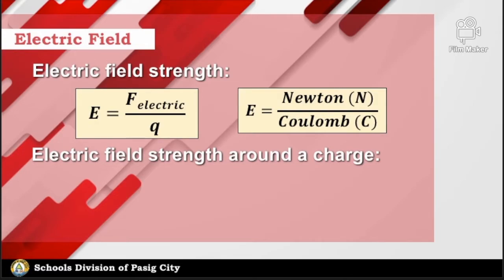Mathematically, this can be expressed as electric field is equal to electric force over charge. Combining the equation of electric field strength and Coulomb's law, we get our equation for electric field around a charge, which is equal to K multiplied by charge over R squared.